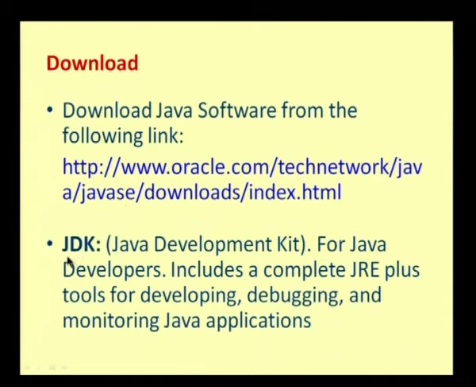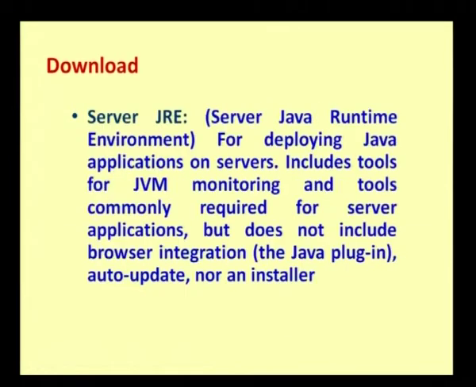Here you can see the Java Development Kit, which is particularly for Java developers. It includes the complete JRE, that is, the Java Runtime Environment, plus tools for developing, debugging and monitoring the Java application. So this will help you in developing a Java application. If you want to debug, we have options for debugging, and we have options for monitoring the Java application. We can also download Server JRE.